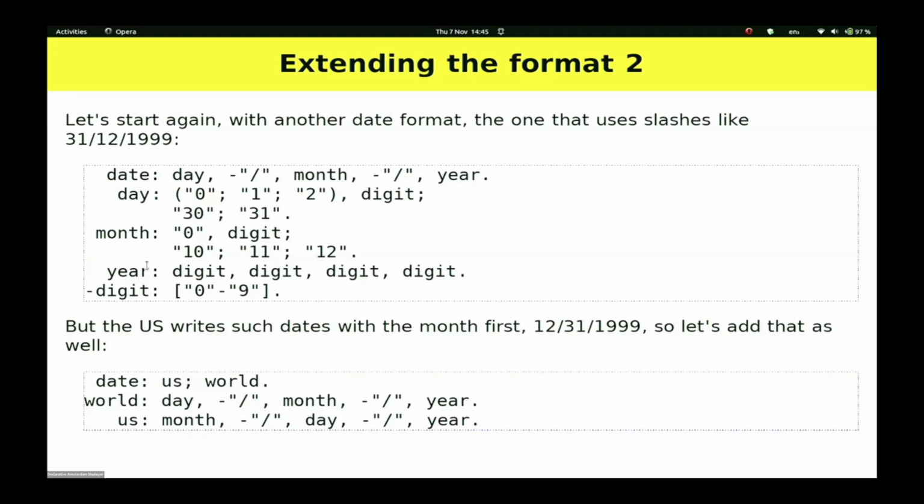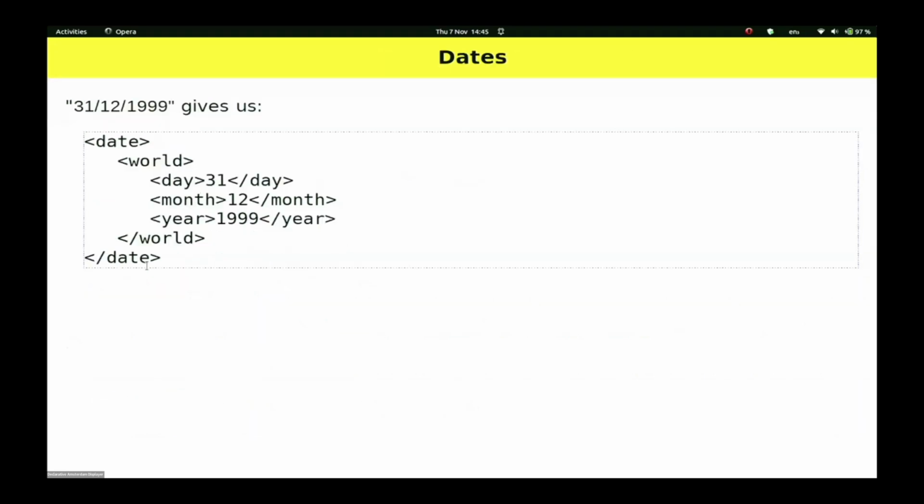Now, the US writes dates with the month first, whereas Europe with the day first. So if we add those two, so we have a date is either the US format or the world format, and the world format is day, month, year, and the US is month, day, year, then if we give it 31/12/1999, we will get a world date that says the day is 31, the month is 12, and the year is 1999. If we give it 12/31/1999, it will say it's a US date with the month 12, a day 31, and a year 1999.